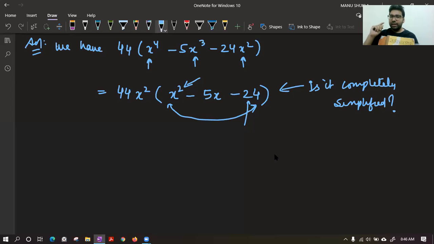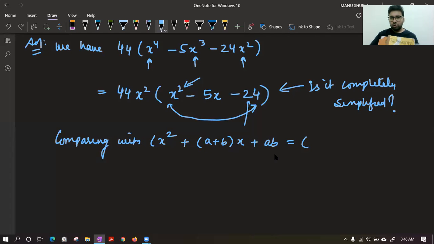That means we can utilize identity number 4, that is x square plus (a plus b)x plus ab is equal to (x plus a)(x plus b). Right now we cannot compare because here we have a plus sign, here we have a negative sign, so we cannot compare right now. First we have to make the question comparable.